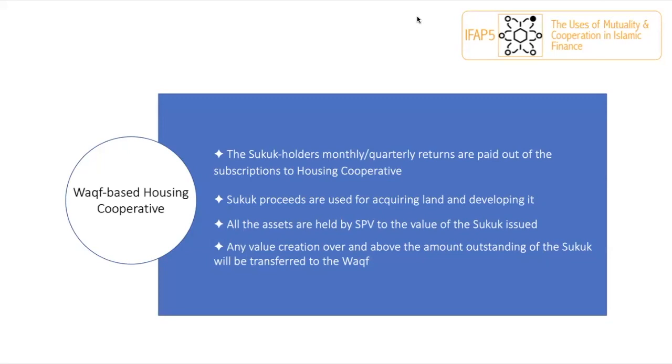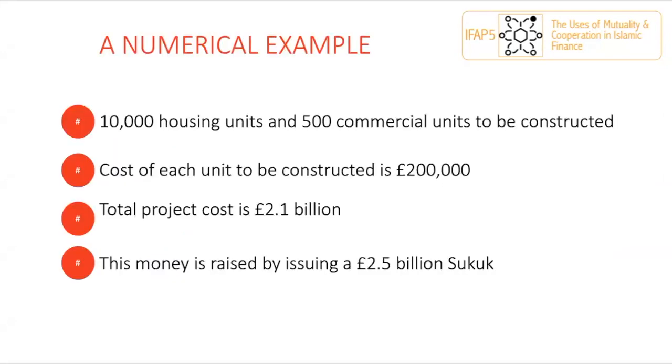The sukuk proceeds are used for acquiring land and developing it. All the assets are held by SPV to the value of the sukuk issued. Any value creation over and above the amount outstanding of the sukuk will be transferred to the waqf. Let me explain with the help of a numerical example. 10,000 housing units and 500 commercial units to be constructed. This is the objective. Cost of each unit to be constructed is 200,000 pounds.